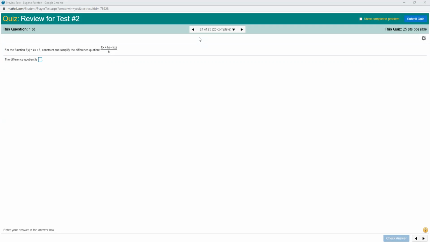So remember, the first thing you got to do is find f of x plus h. So you take your equation 4x, replace the x with an x plus h, and then plus 6. All right, so remember to do this, you would distribute to get rid of parentheses. 4 times x is 4x. 4 times h is 4h plus my 6. So since I cannot do anything to that, that's going to be my f of x plus h.